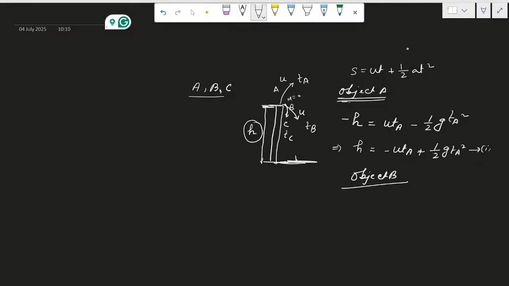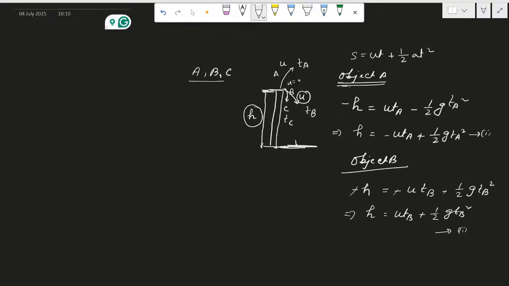Now for object B, the displacement is negative because it is coming down, minus h, but it is thrown with velocity downwards, so negative velocity, minus u tb, and again minus half g tb square, because g is always negative. So if you simplify it, all the negatives get cancelled, so h is equal to u tb plus half g tb square. So this is your equation 2.